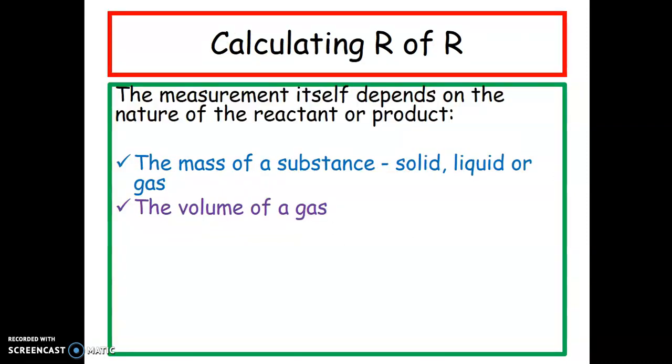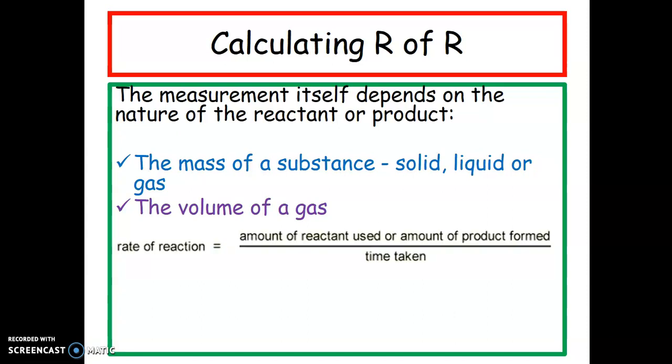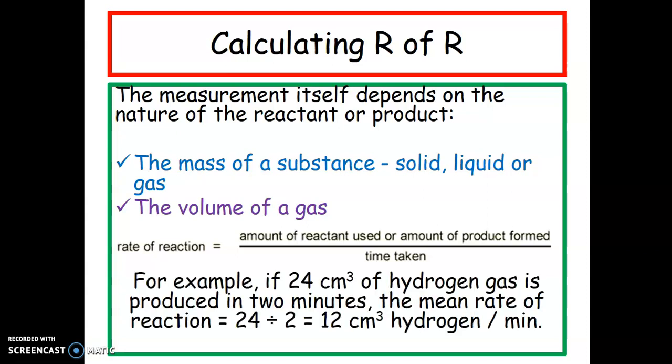If we want to calculate the rate of reaction, we can look at how much of the reactant is used and divide that by how long it's taken. That would tell us the speed of that happening. Or we could look at how quickly a product is formed and divide that by the time taken. Again, either of those would calculate the rate of reaction. So for example, if you have 24 cubic centimetres of hydrogen gas produced by a reaction in 2 minutes, the mean rate of reaction would be 24, which is the volume of gas, divided by 2, which is how long it took in minutes, and that would give you a rate of reaction of 12 cubic centimetres of hydrogen produced per minute.